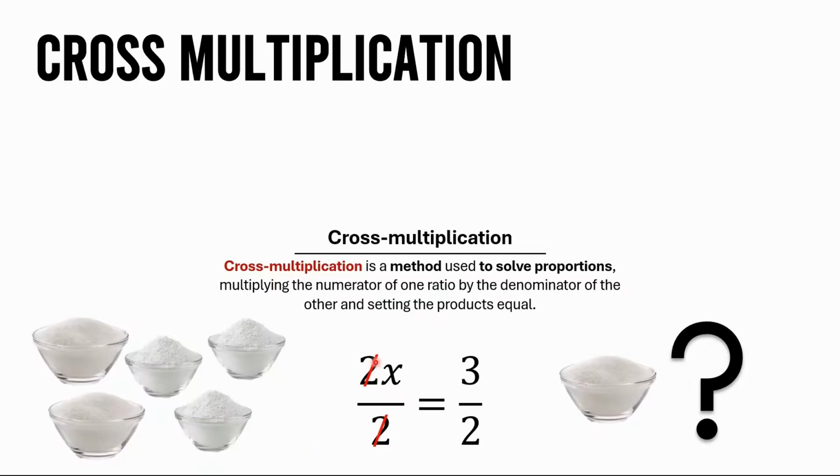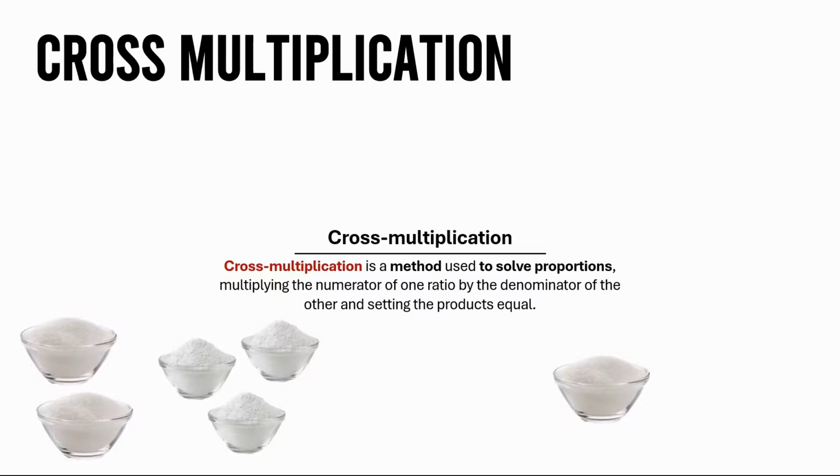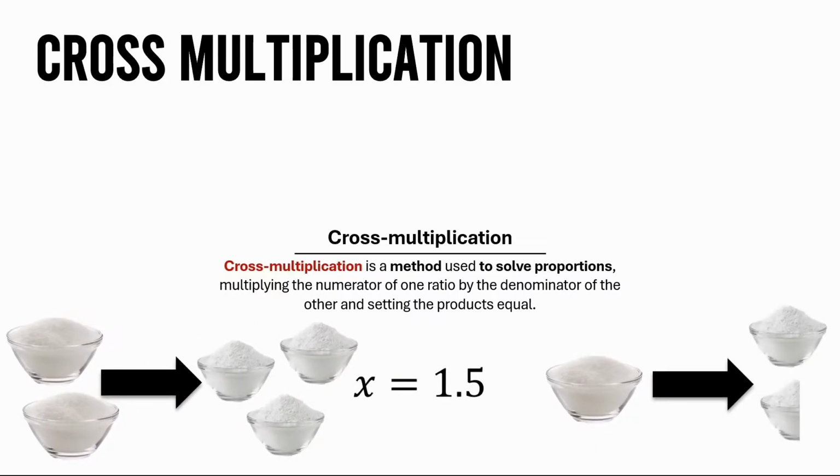These 2's are simplified, leaving only x, while here we have 3 over 2. So x is equal to 3 over 2. By dividing 3 by 2, we get 1.5.